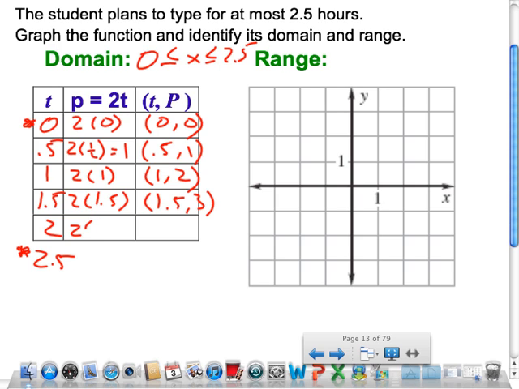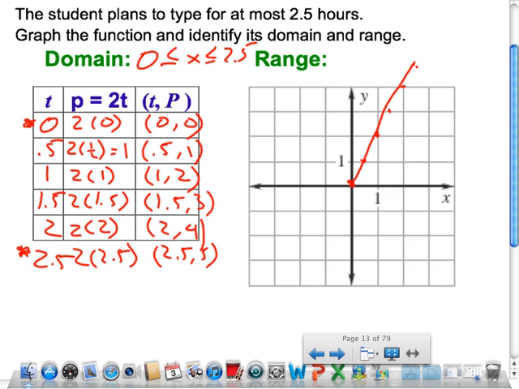Plug in 2, you're going to get 4. And finally, you plug in 2.5. 2 times 2.5 would be 5. So 2.5 comma 5. So you'd start at 0, 0. Then you go to 0.5, 1, 1 to 2, 1.5 up to 3, and then 2 to 4, and 2.5 to 5. And so the graph would look exactly like that.